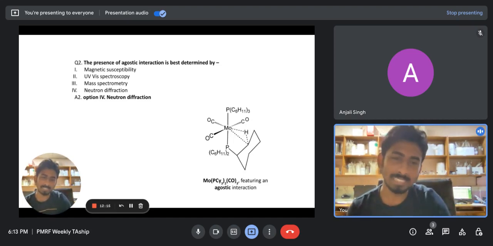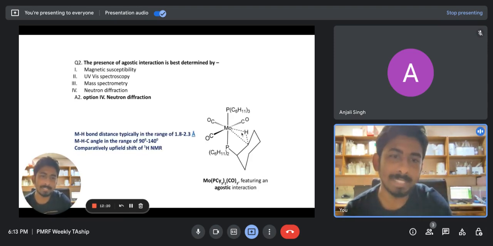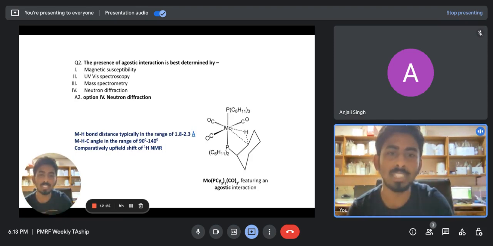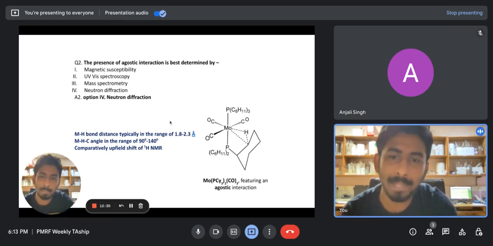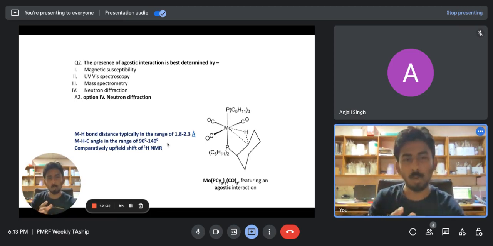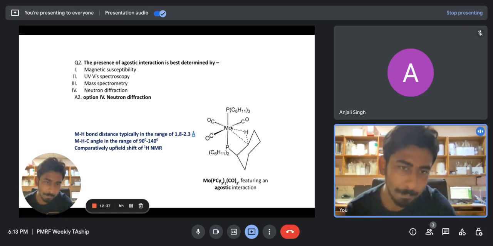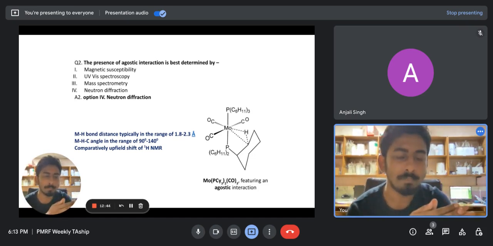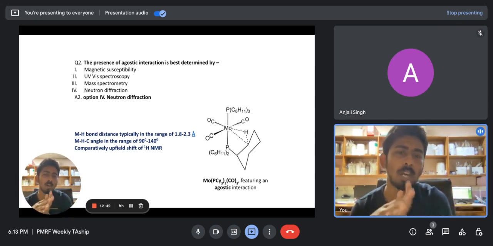There are some salient features of this interaction. Firstly, this is the M-H bond, where M here is molybdenum. M can vary: molybdenum, titanium, zirconium, vanadium or chromium. The M-H bond distance typically lies in the range 1.8 to 2.3 angstrom. The M-H-C angle lies in the range from 90 degrees to 140 degrees. And lastly, as I have said, there is a comparatively upfield shift in the 1H NMR.